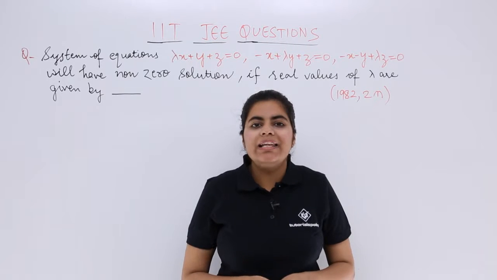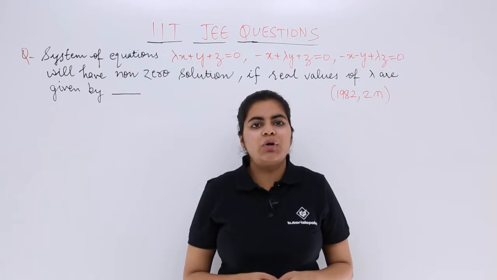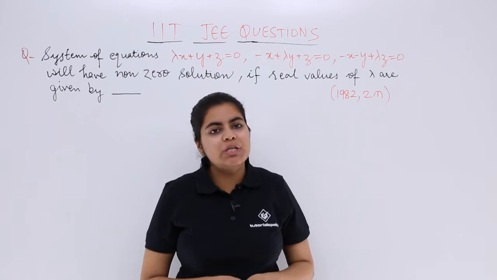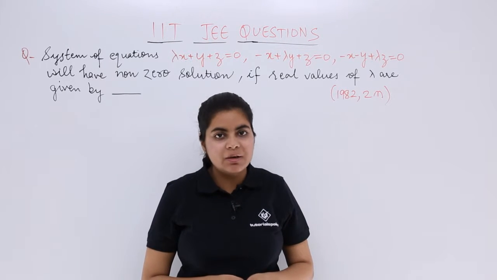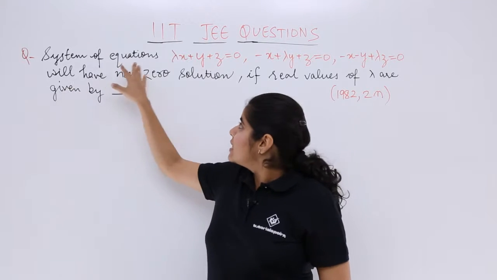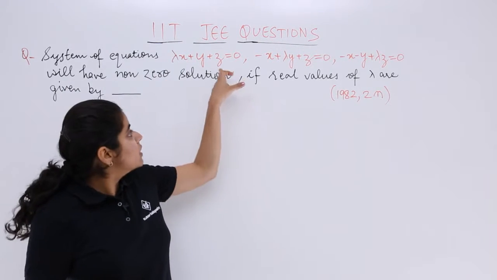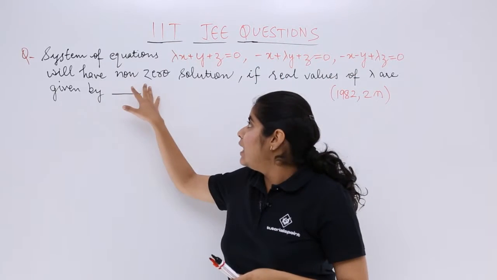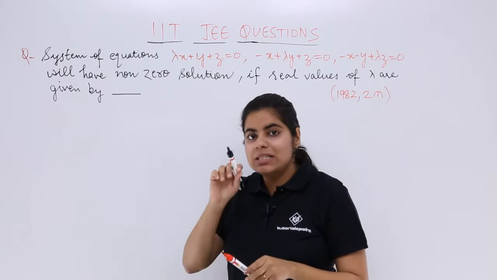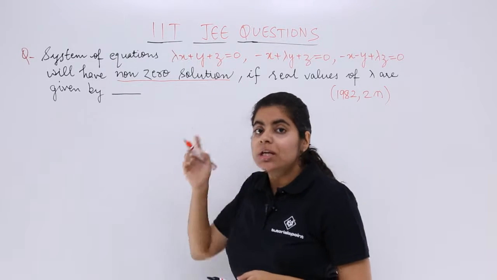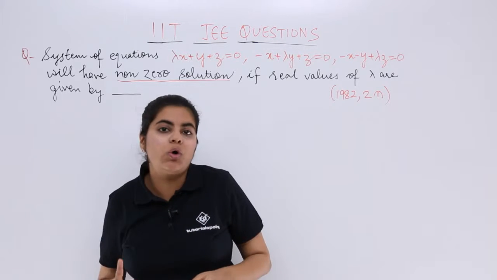In this video, let's see another IIT JEE problem which was asked in the year 1982 for 2 marks, and it was based on the topic of determinants, specifically system of equations. The question says the system of equations, the first equation, the second equation, the third equation, will have non-zero solutions, similar to the previous question. So I advise you to watch the previous question's video before watching this video.